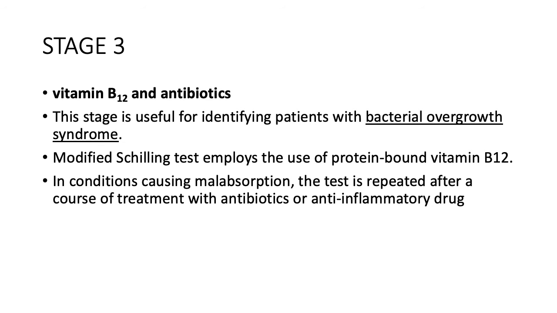Coming to stage 3, vitamin B12 and antibiotics are given. This stage is useful for identifying patients with bacterial overgrowth syndrome. So, the modified Schilling test employs the use of protein-bound vitamin B12. In conditions causing malabsorption, the test is repeated after a course of treatment with antibiotics or anti-inflammatory drugs.